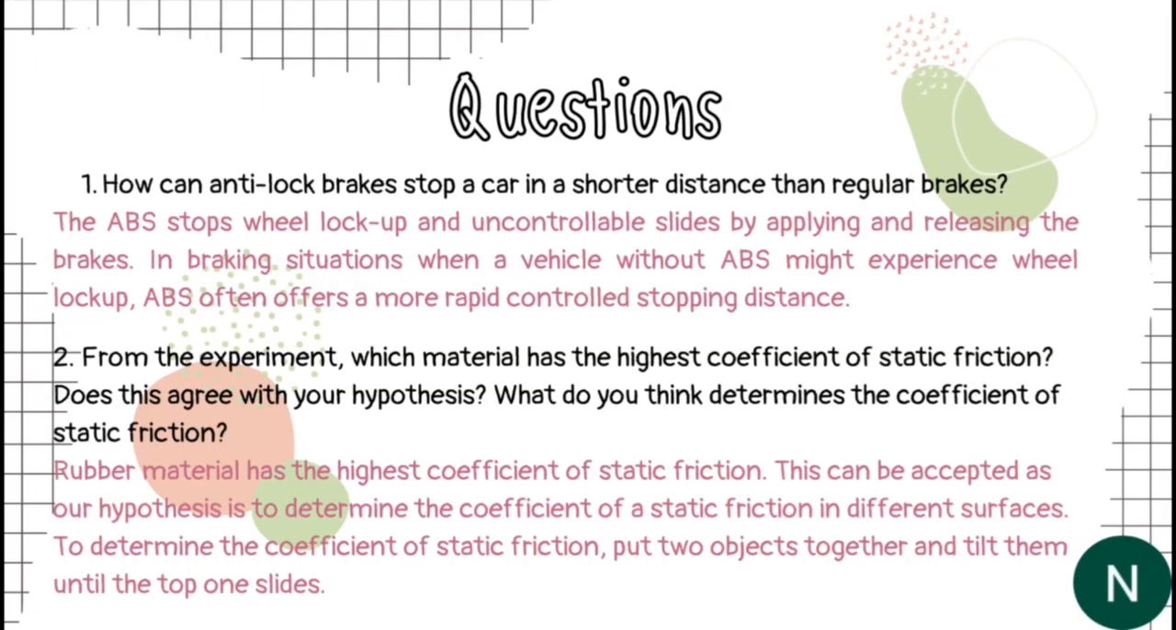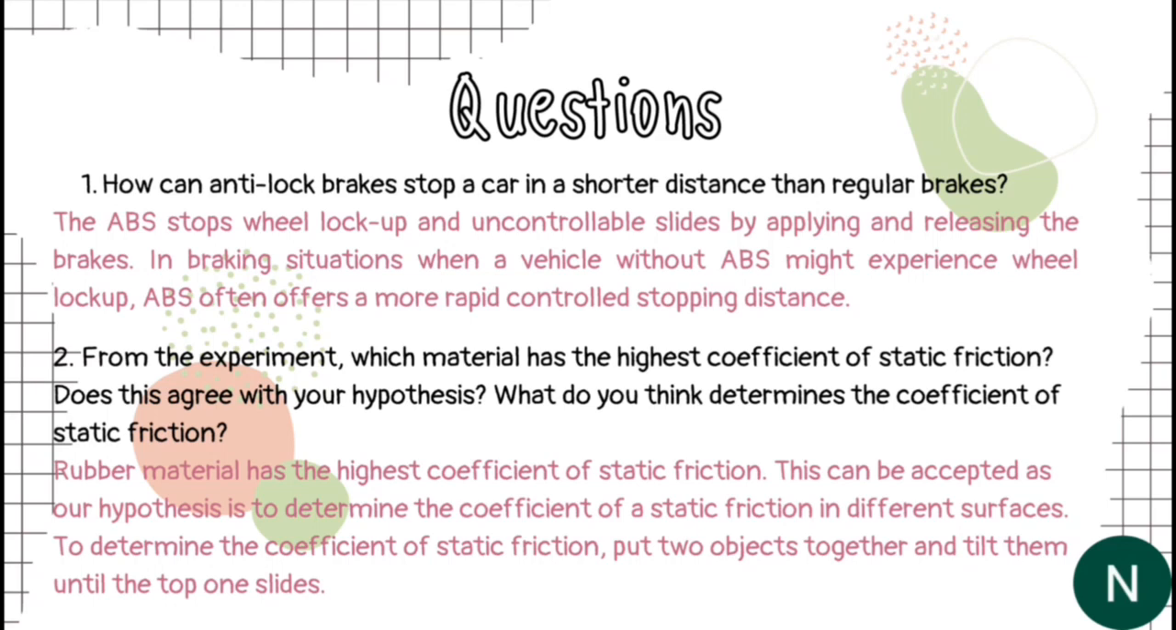For the questions, the first is how can anti-lock brakes stop a car in a shorter distance than regular brakes? The ABS stops the car from locking up into an uncontrollable slide by applying and releasing the brakes. In a braking situation, a vehicle without ABS might lock up. ABS often offers a more controlled, shorter stopping distance.